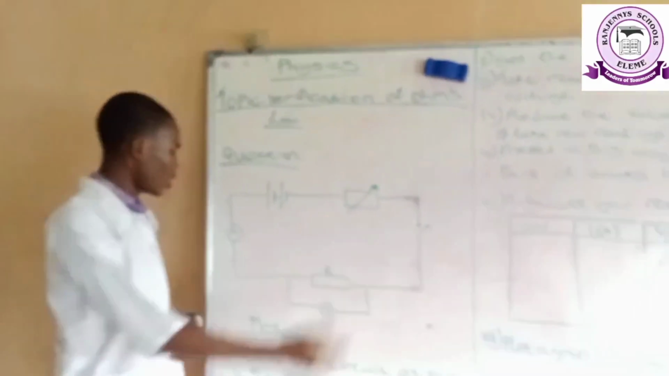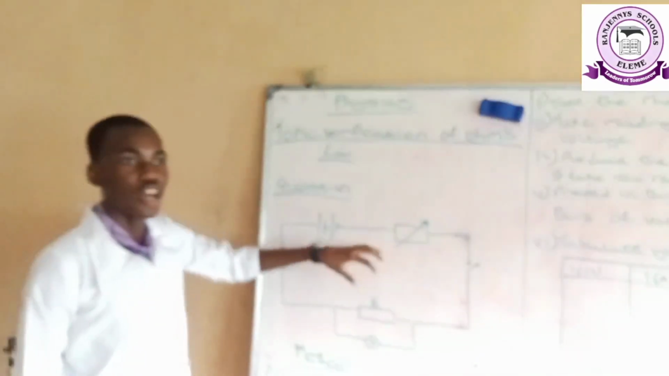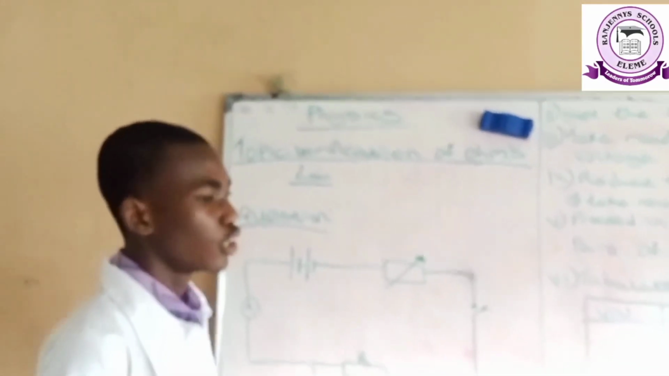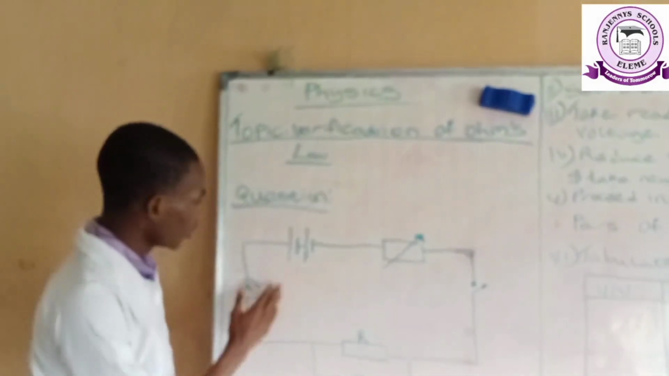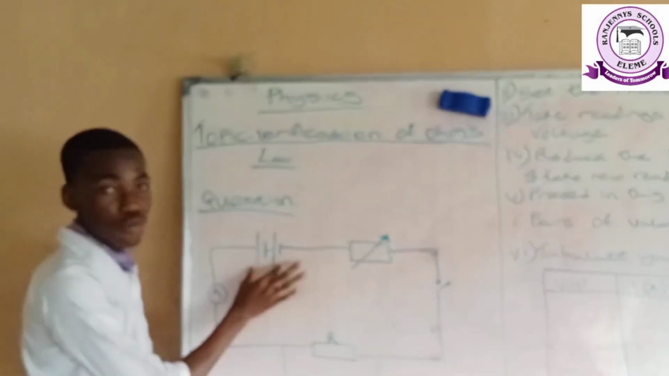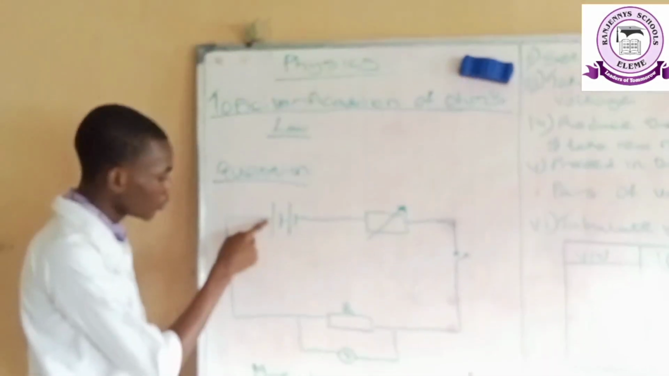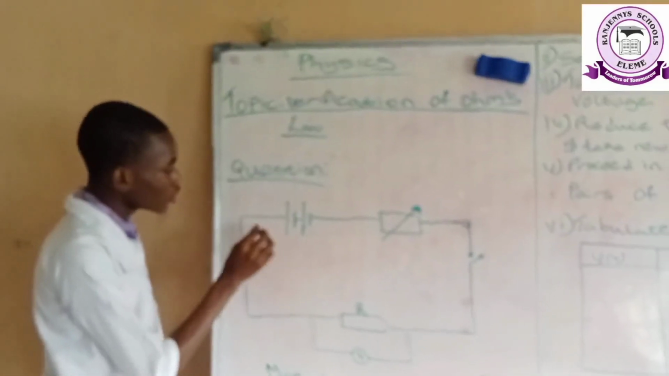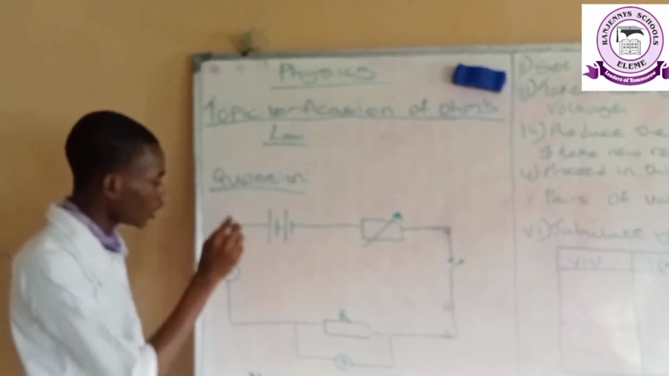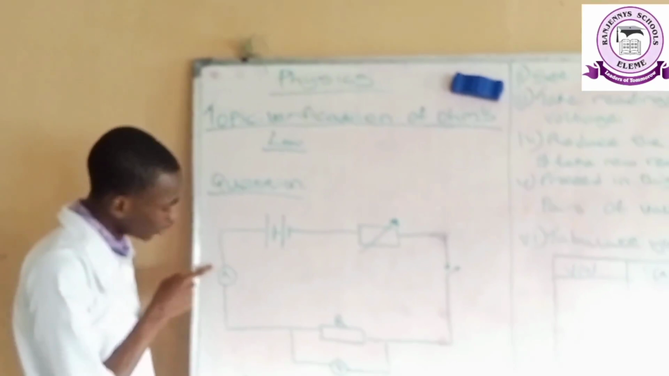Here on the board is our question, and this diagram will serve as a guide in performing the experiment. Here we have a cell, next cell. So two cells make this a battery, and from the positive terminal of the battery, with the help of a connecting wire, this line serves as a connecting wire. It's connected to the positive terminal of the ammeter.